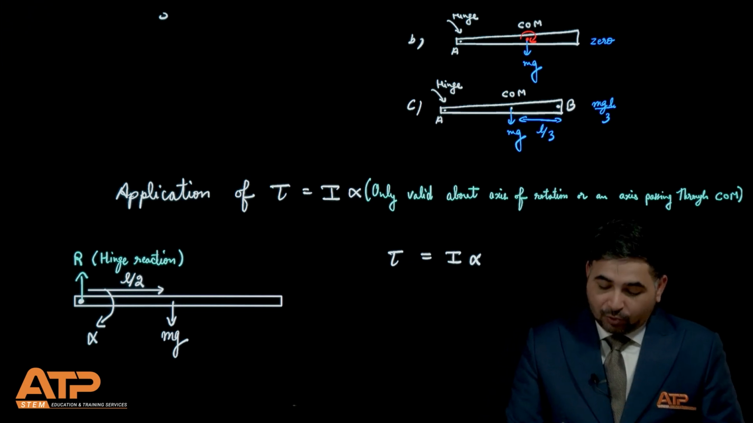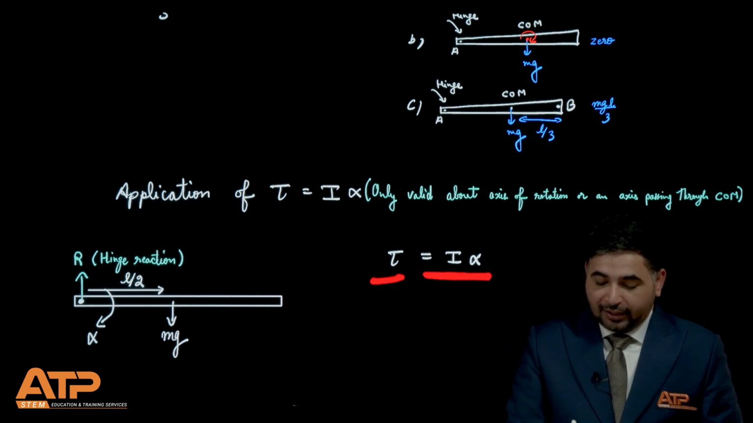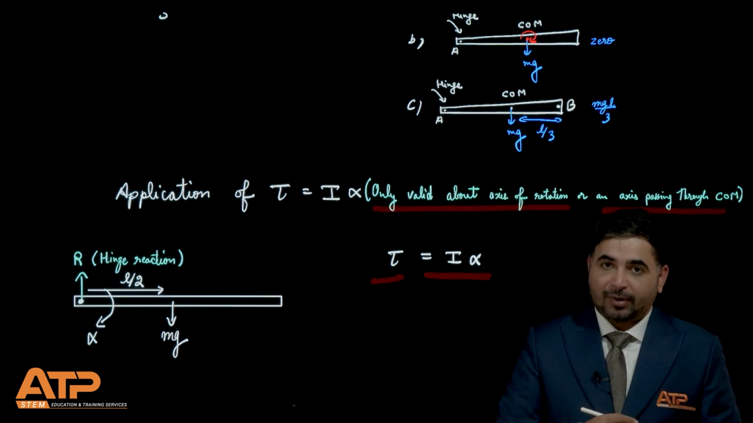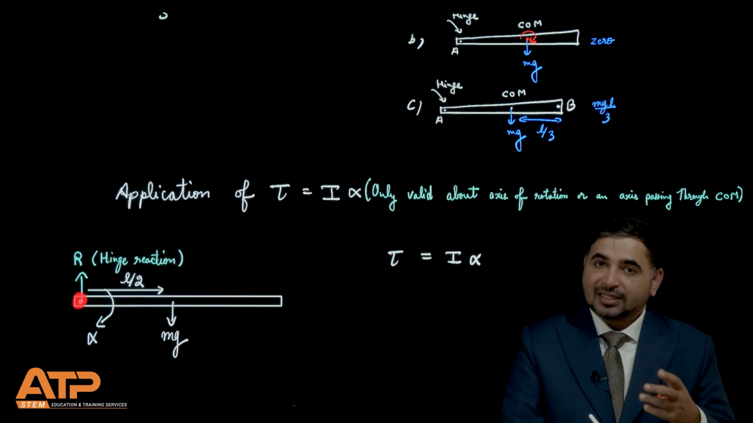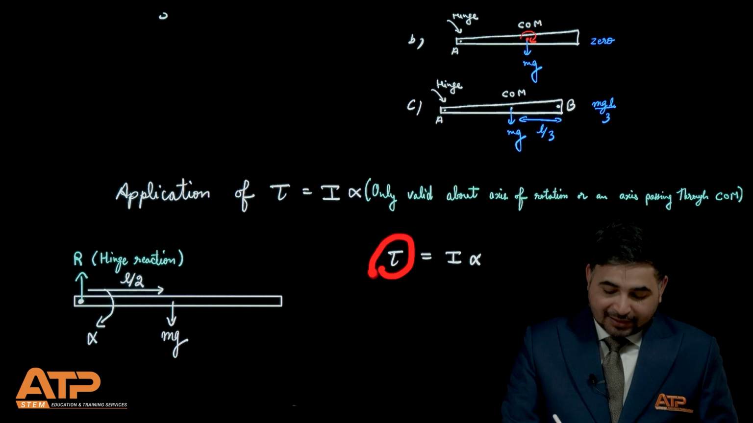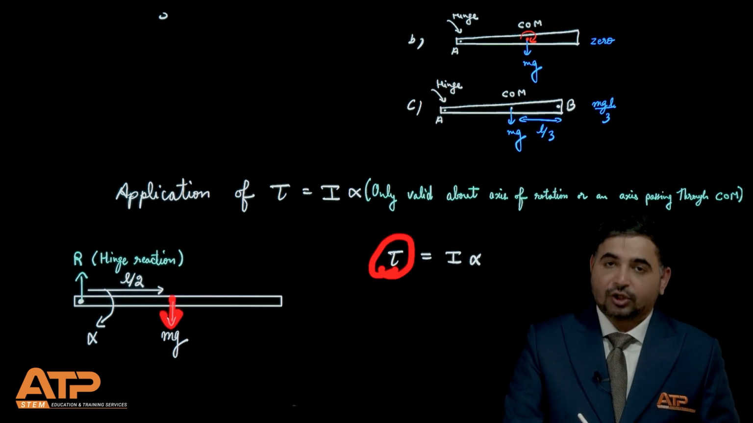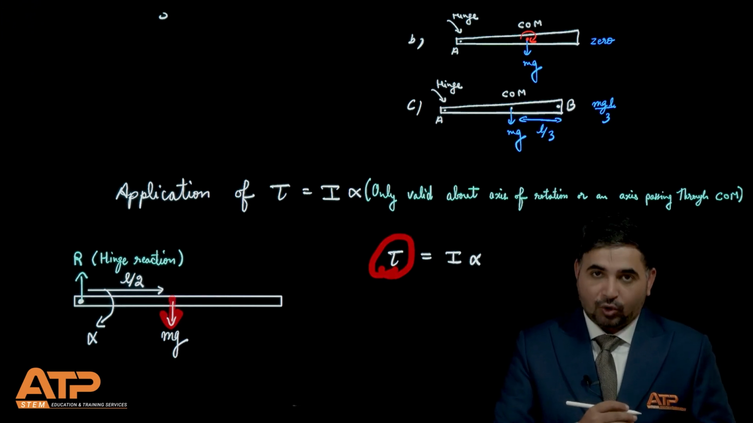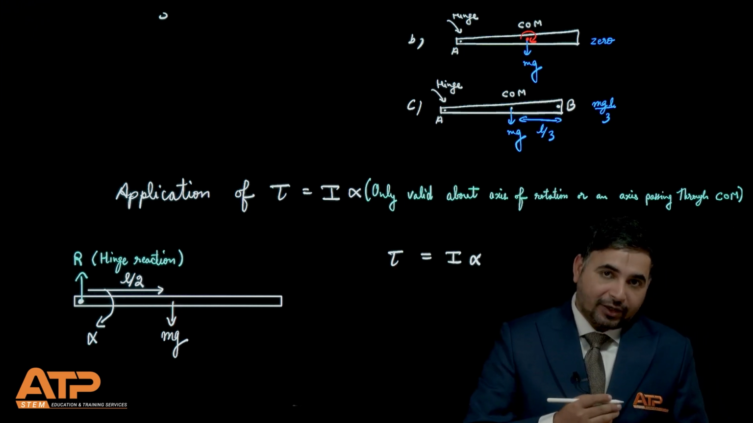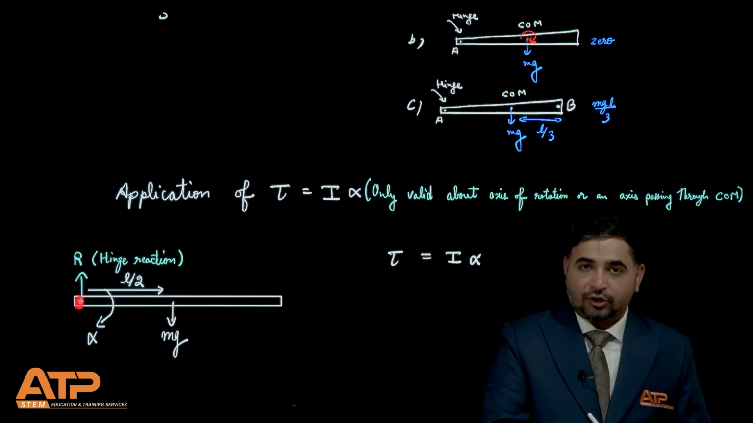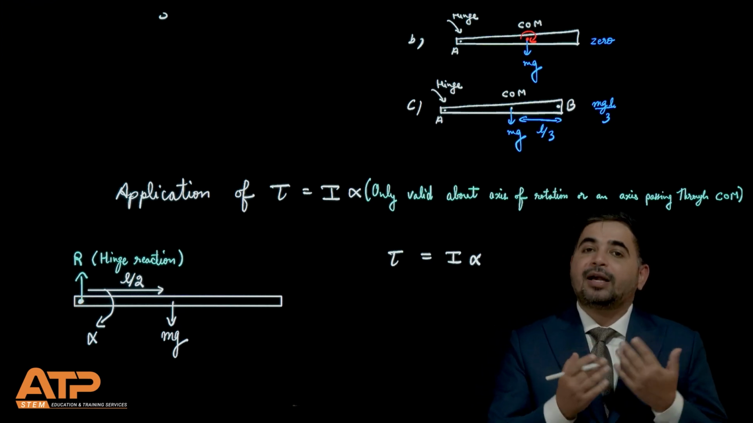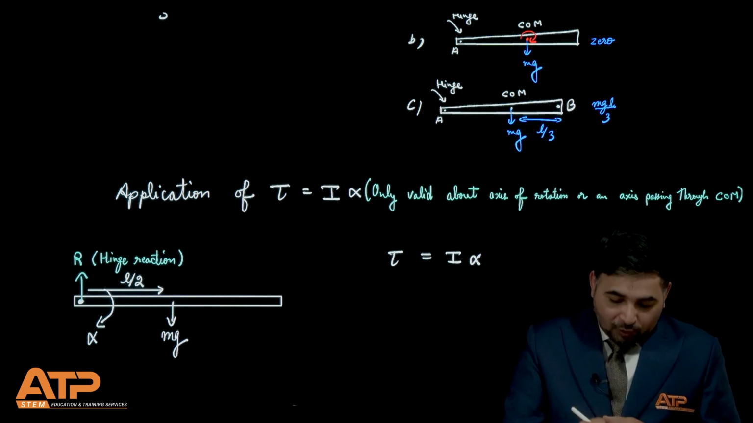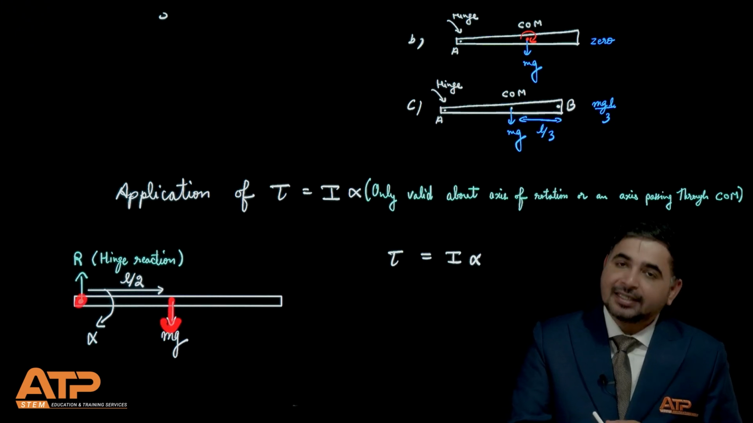So we are going to use the equation torque equals I alpha is only valid about axis of rotation or about an axis passing through center of mass. So we can apply about this axis of rotation. If this is my axis of rotation, how much is the torque of mg? The torque of mg is mgl by 2. Is there any other force that is applying torque? There will be some force from the hinge, but there is no torque from that hinge. Why? Because the perpendicular distance is 0. Only mg has a distance from here.